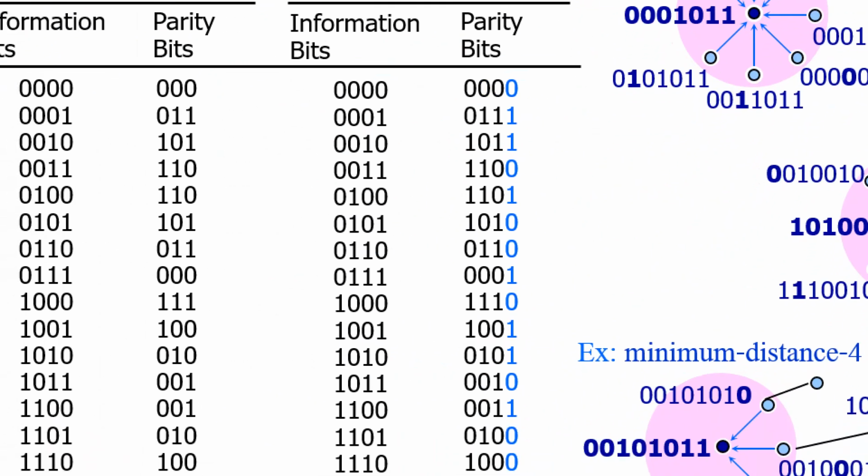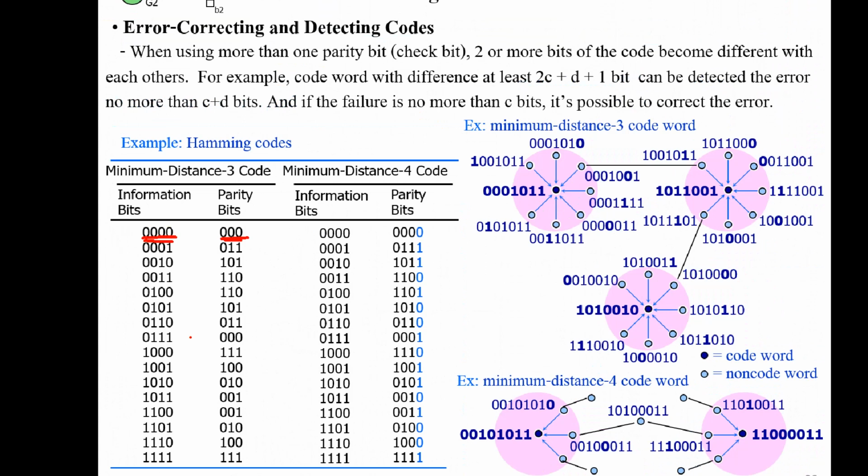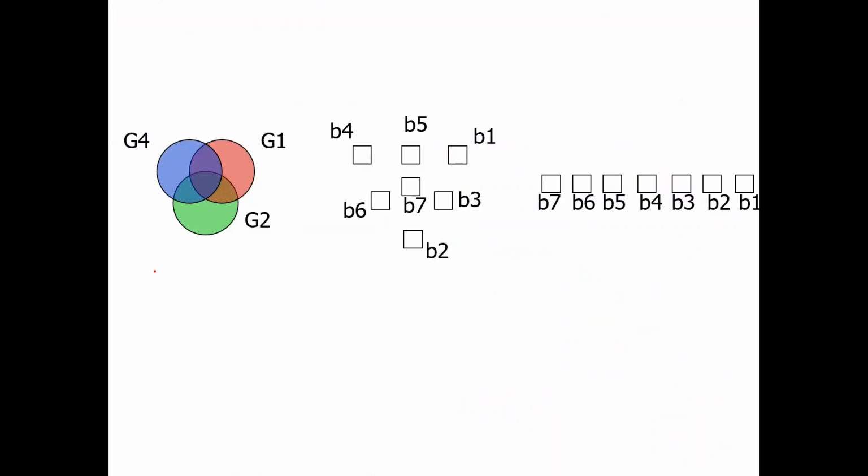Let's show some of this. 4 bits, and add 3 check bits or parity bits. If you do this, you can check the position of a single bit error. Okay, how does it work? Let's consider this one.